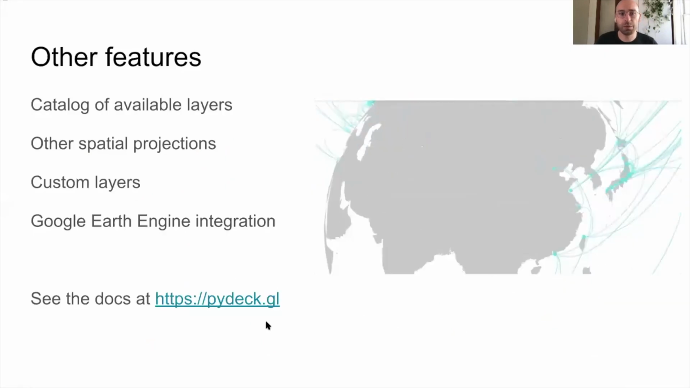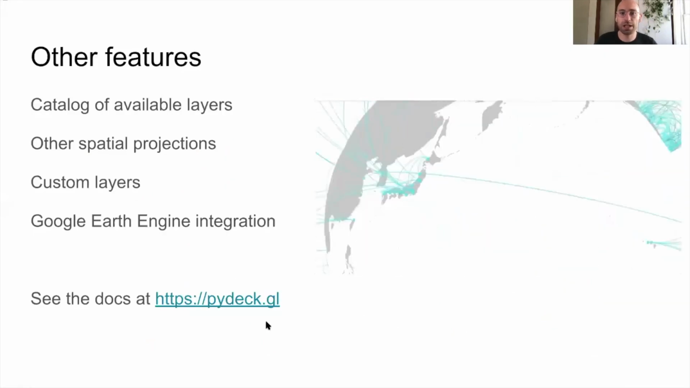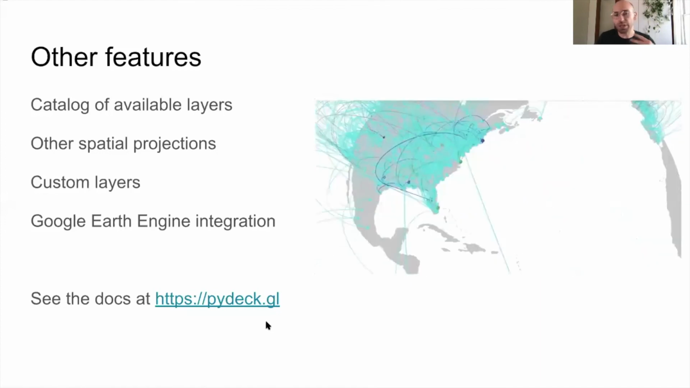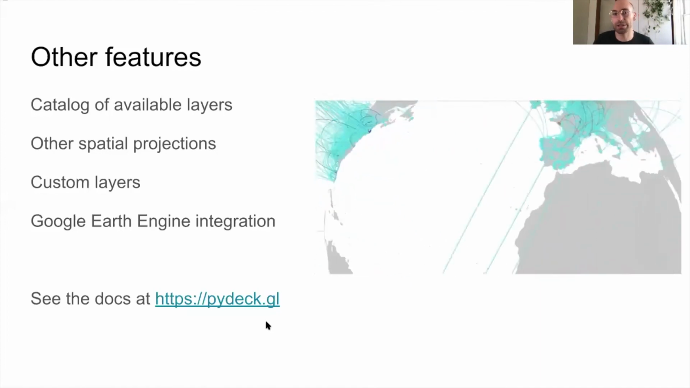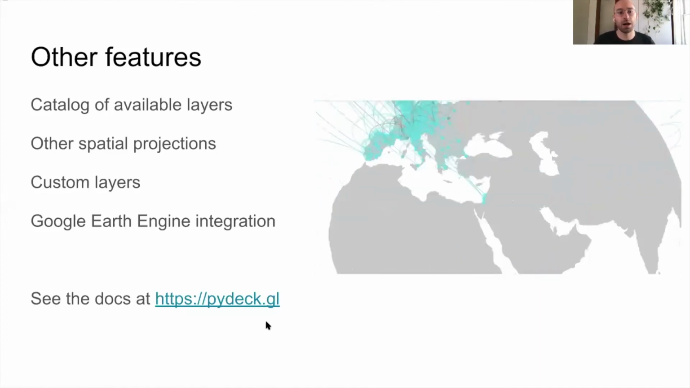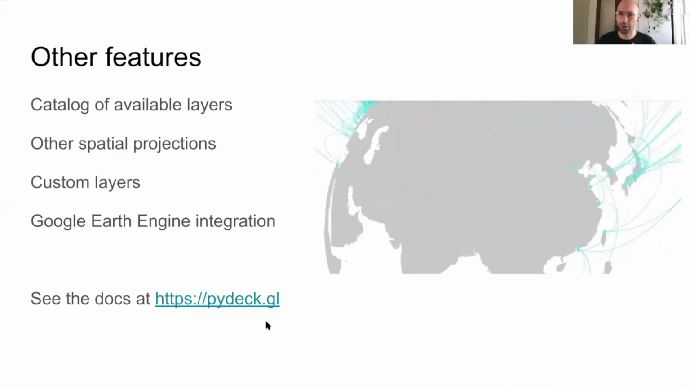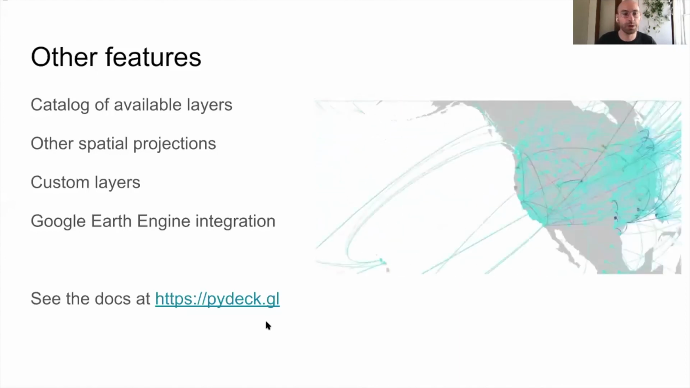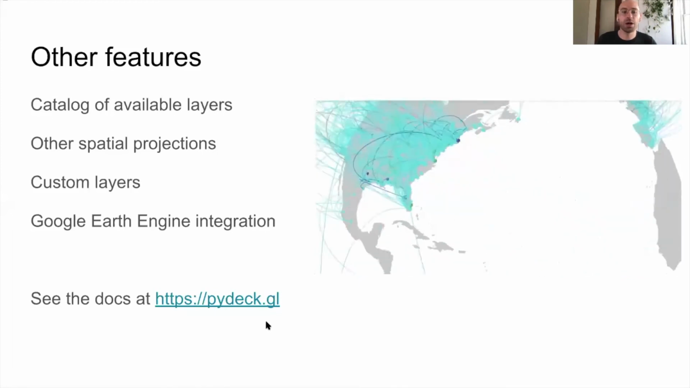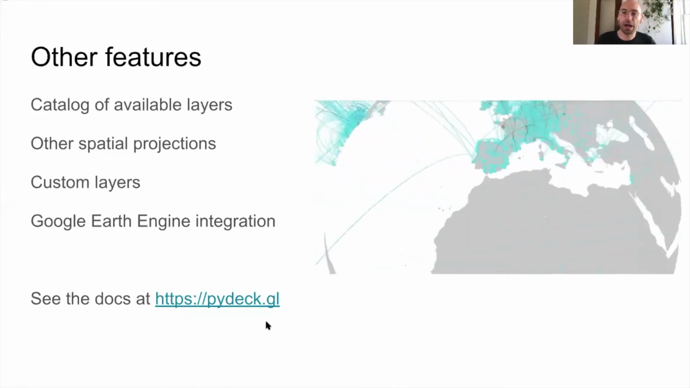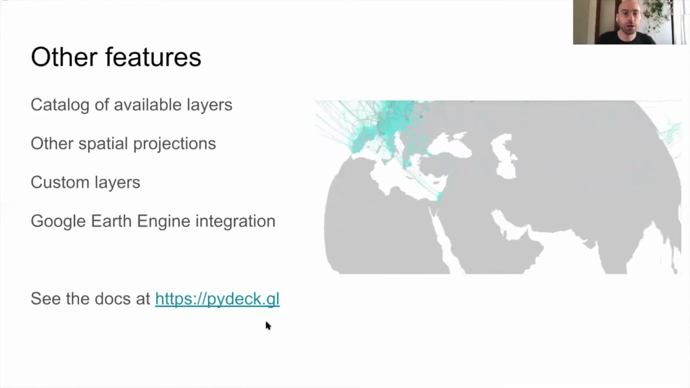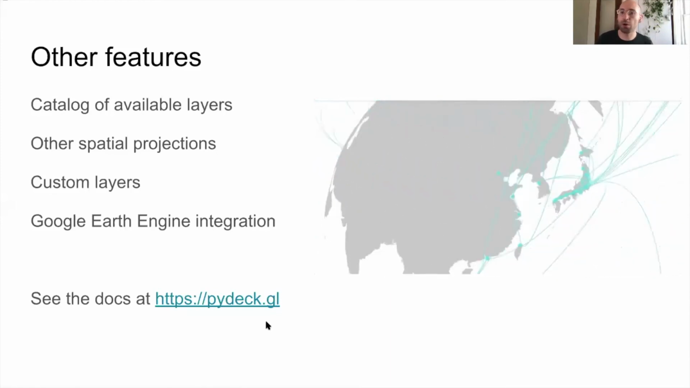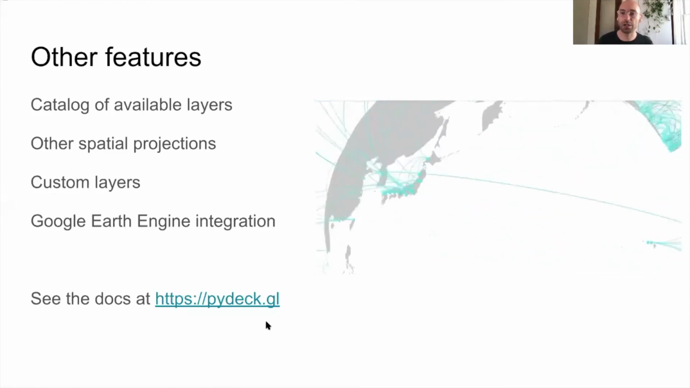I'd like to talk about some other features that we didn't get as much time to cover as I would like. In the catalog of available layers, you can see at pydeck.gl, that's our website, other spatial projections. We talked a little bit about the globe view. We haven't talked about the orthographic projections or anything of that sort. Custom layers, our Google Earth integration is actually a PyDeck custom layer, and you can check that out. And of course, like I said before, I really recommend taking a look at the docs in case you're curious to learn more.